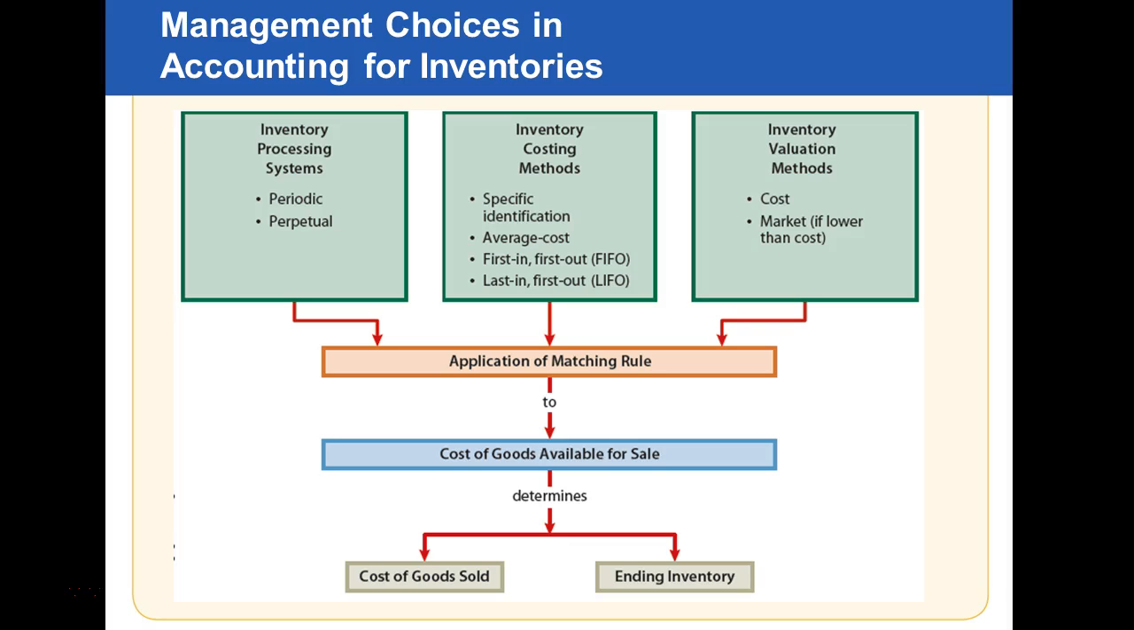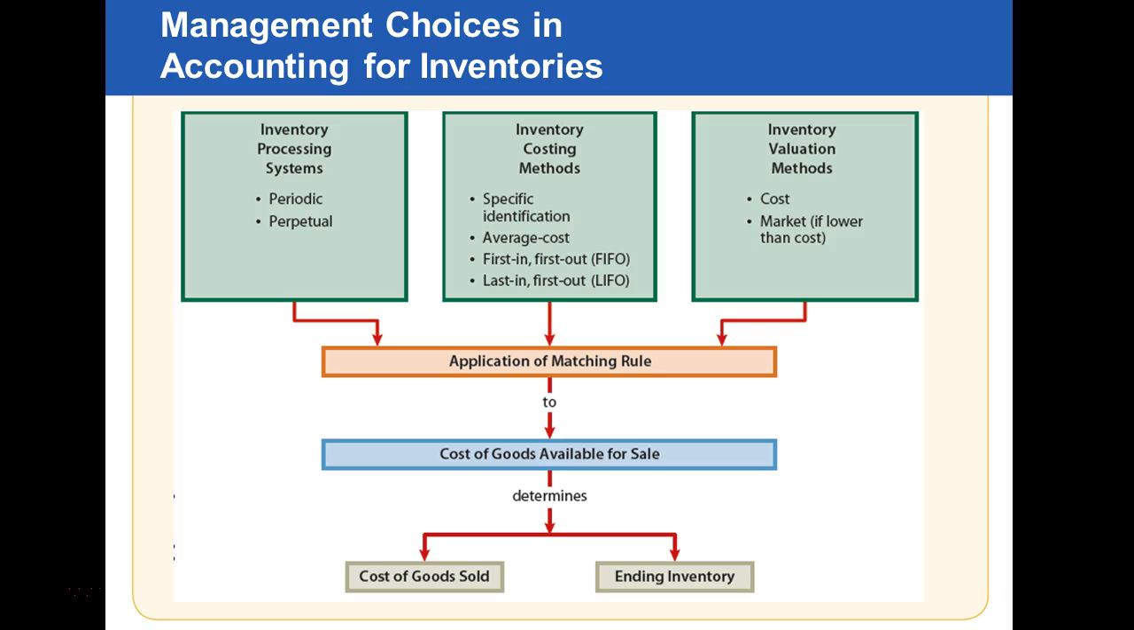So, management has to make a couple of choices in determining how they account for inventory. There are two methods in accounting for inventory, the periodic method and the perpetual method. We kind of went over it in the previous chapter.